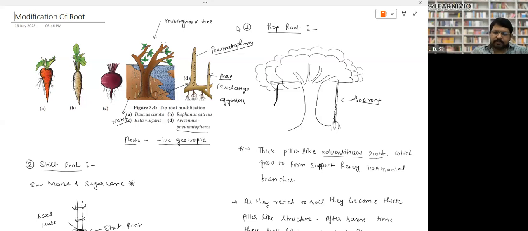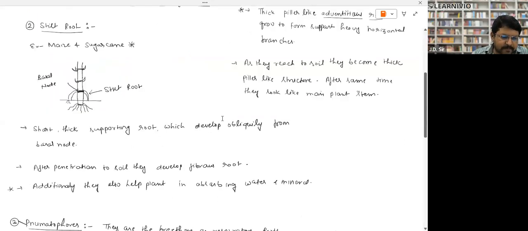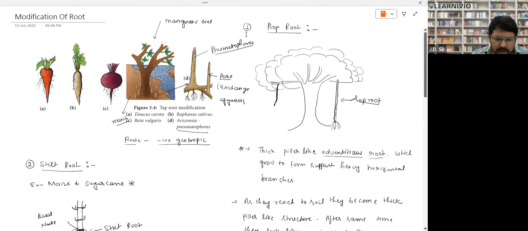So here, what kind of question have I seen? The question which I have seen is about the prop root. First, I will tell you what the prop roots are. I don't know whether I told you last class or not, but still, let me tell you what these kinds of roots are. So basically, what are the stilt root and what are the prop root? First one is prop root, right?